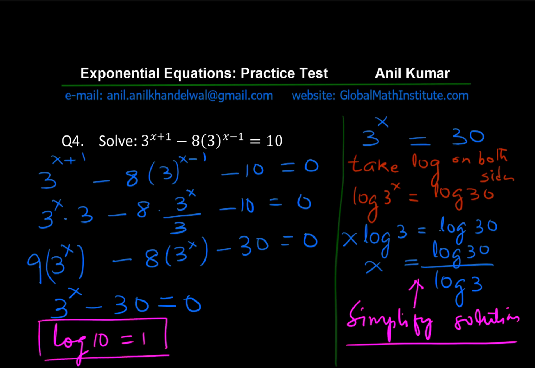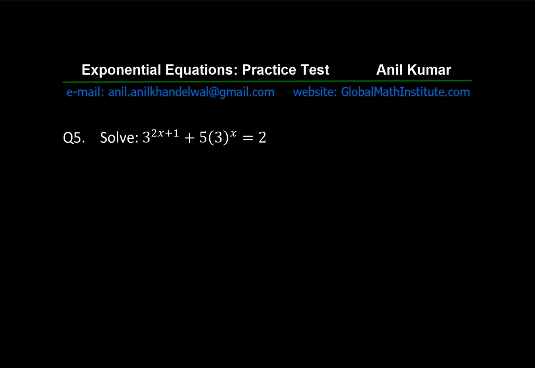Okay, that could help. So let's go to the next question, which is 3 to the power of 2x plus 1 plus 5 times 3 to the power of x equals 2. How are we going to solve this? Well, this is similar to the previous example, and so I would like you to pause the video at this stage, answer this question, and then look into my suggestions.